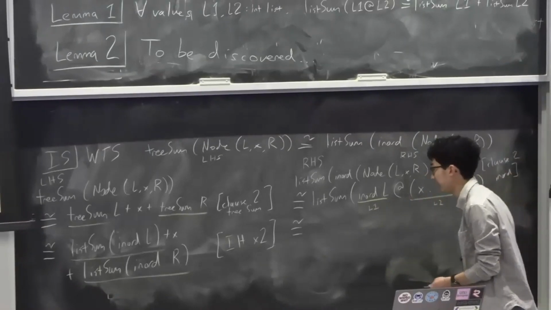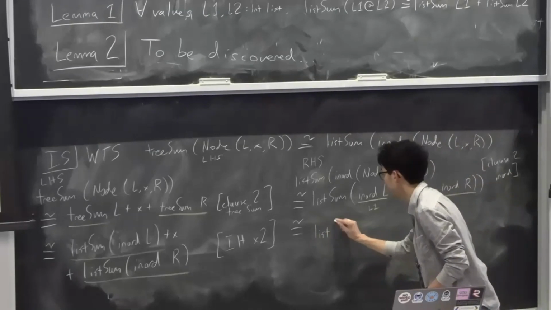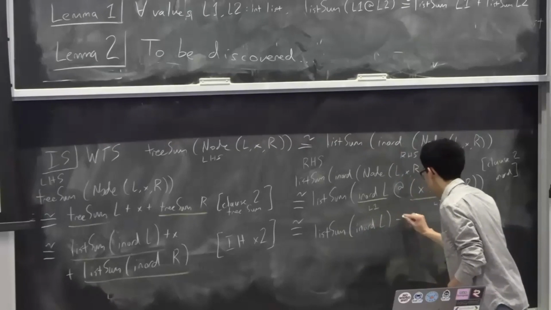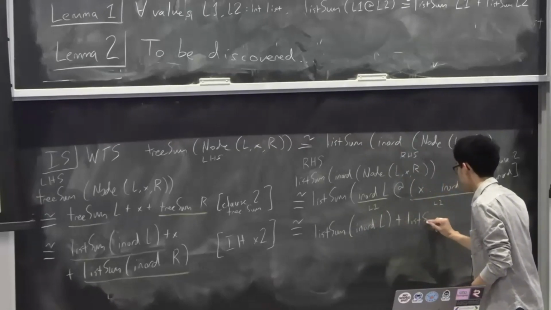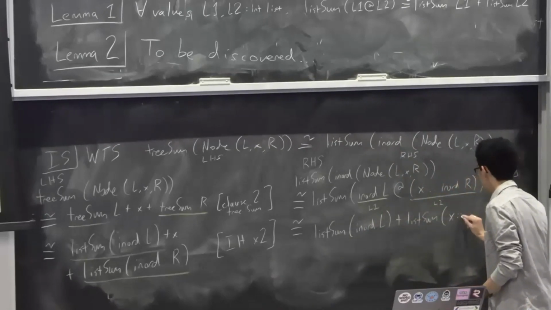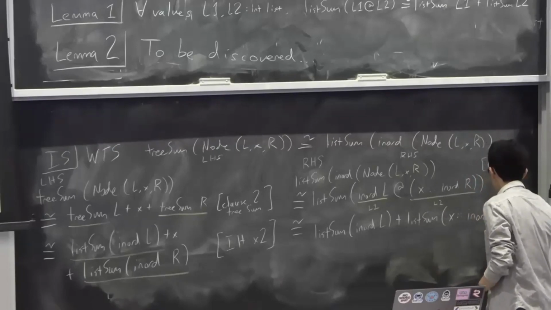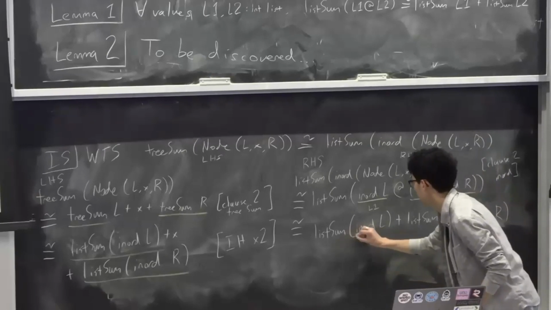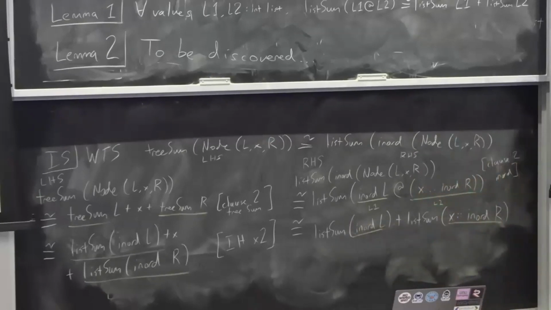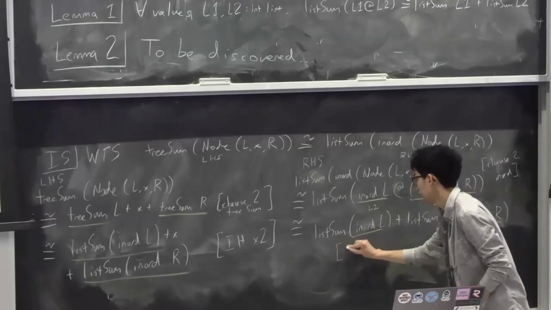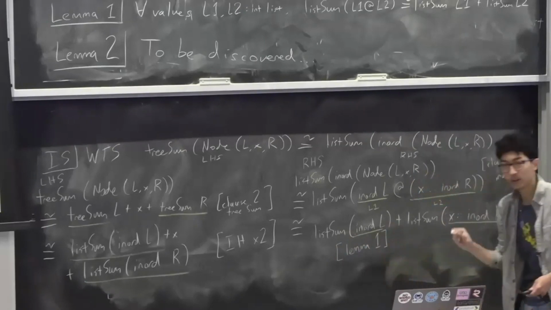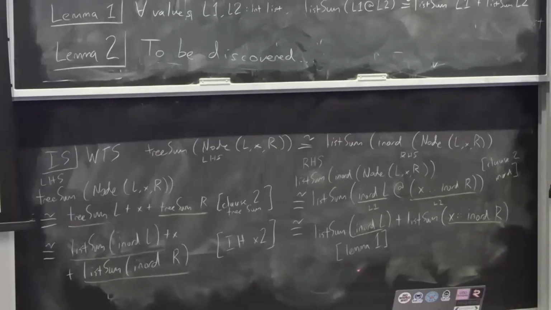So I want to be able to use that to say this is equivalent to list sum of inord L plus list sum of x cons onto inord R. Why? Because I'm using L1 and L2 as stand-ins for these two. They look the same. And what I want to do is cite lemma 1. But I'm going to tell you right now, this is wrong. This will get you points docked off.